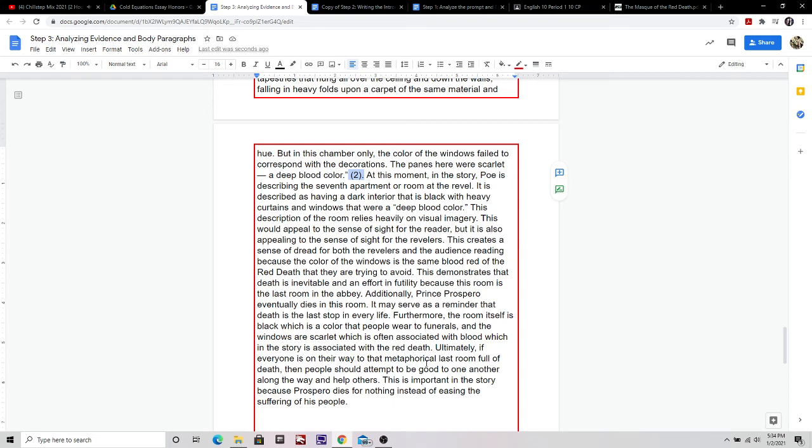Not all literary devices require you to talk about the audience's response to the literary device, but imagery is definitely one of them that does, right? And when I teach students this, I say, hey, it's not just about what the room looks like, right?